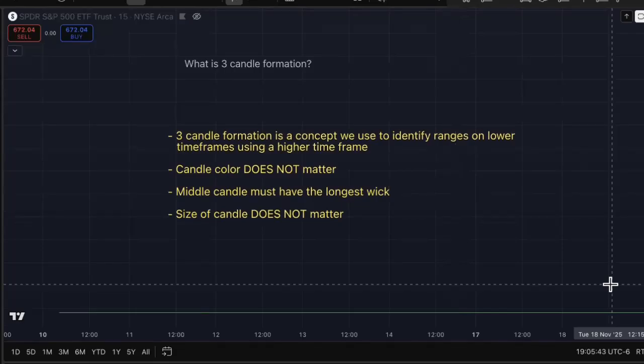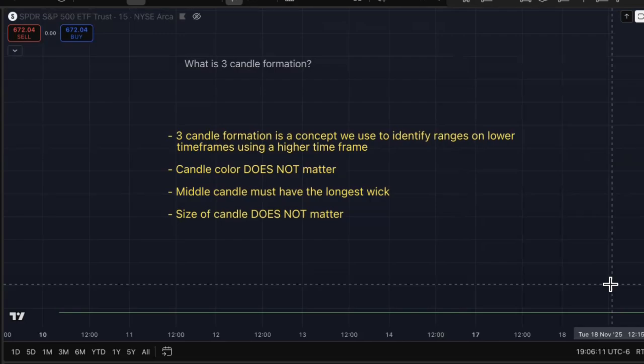We're going to talk about three candle formation. Three candle formation is actually a very important tool when you're trying to look at multiple time frames without going through multiple time frames. This is how we identify ranges on lower time frames. So, for example, if I see one on a 15-minute time frame, this will help me identify a 5-minute range without actually physically going to that 5-minute time frame.